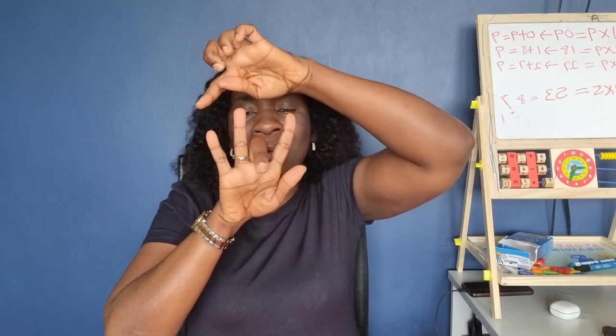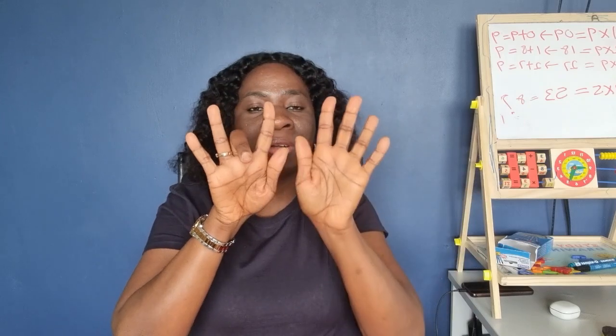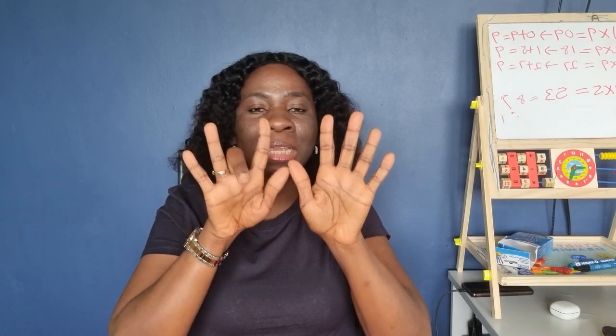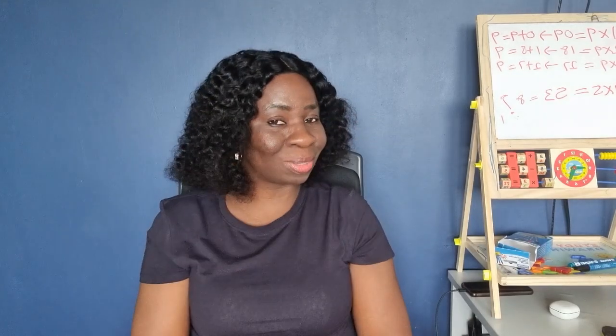From the left, we have how many fingers? 1, 2. And on the right hand side, we have how many fingers? These are 7 fingers. So that means 3 times 9 is 27. 2 and 7. Isn't that cool?